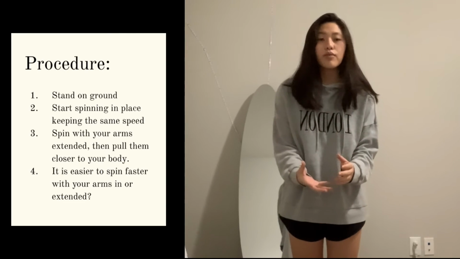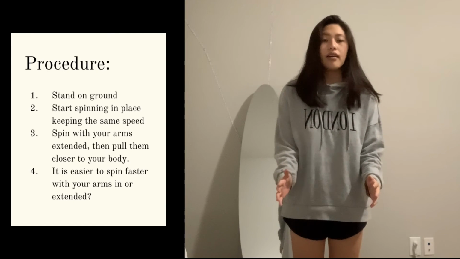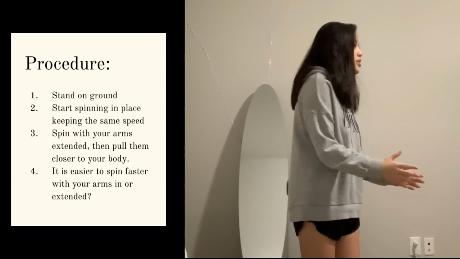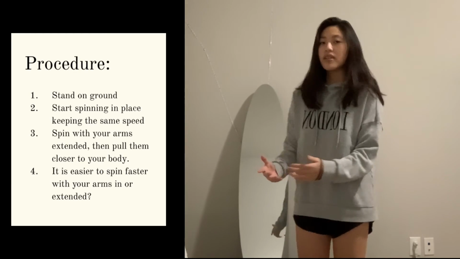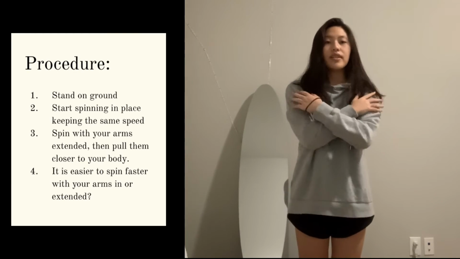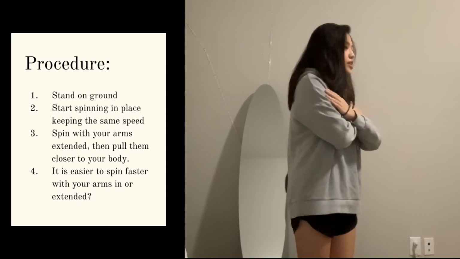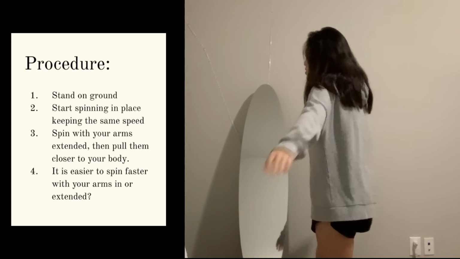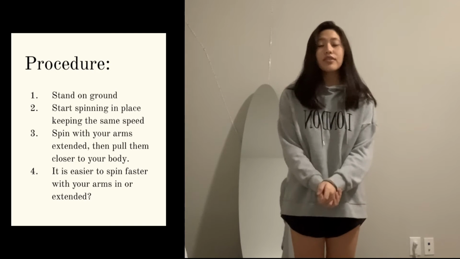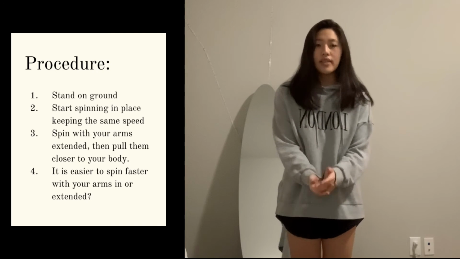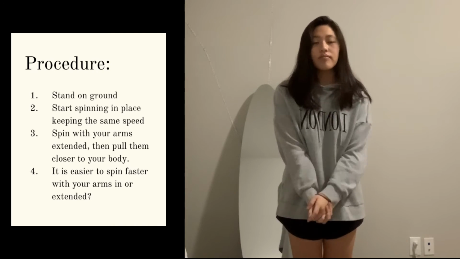Now for this procedure, what you want to do is stand in place and start spinning around with the same speed. Now what you want to do is alternate between arms in and arms out. Make sure to record what is actually easier and what makes you spin faster.